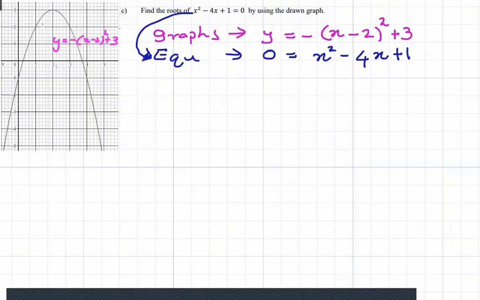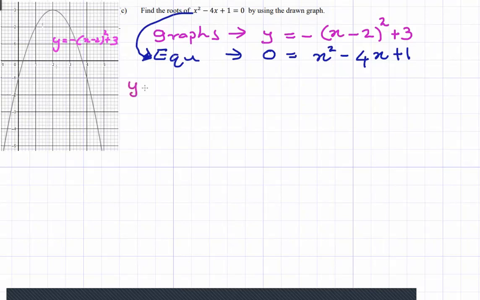All right, now there is a problem. What's the problem? The graph's equation is in one format, and the equation we are supposed to solve is in another format. So then what should we do? Let's change the graph's equation to the blue color format. So how do we do it? All right, let's start.